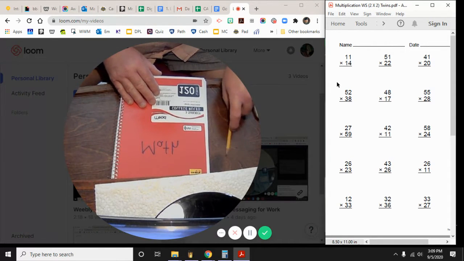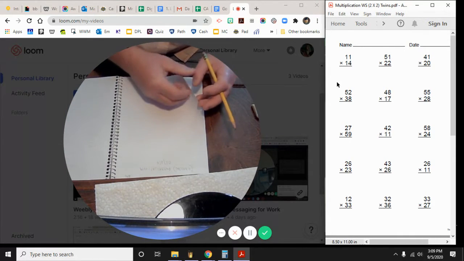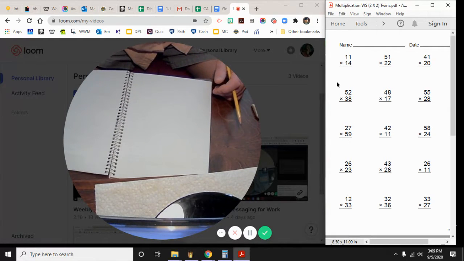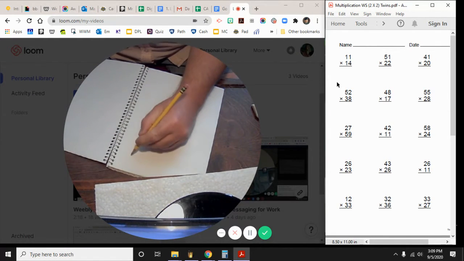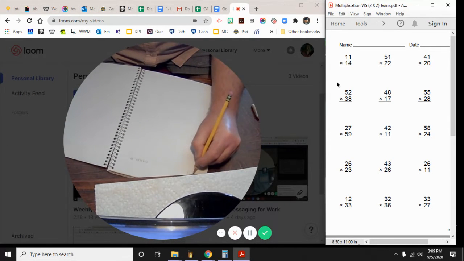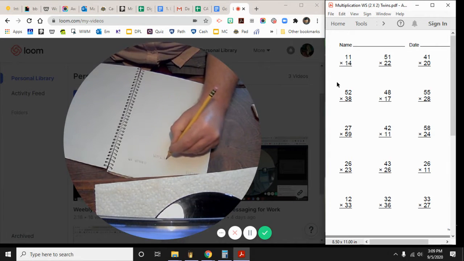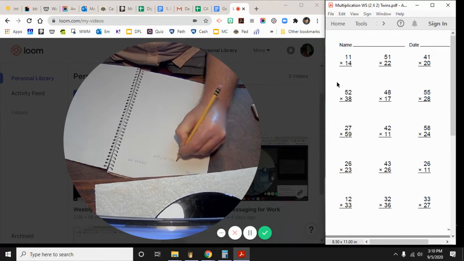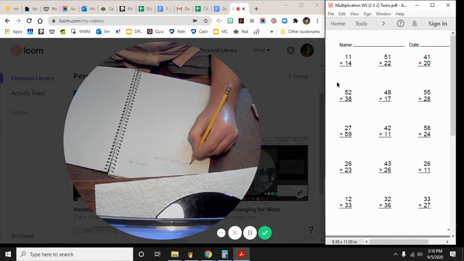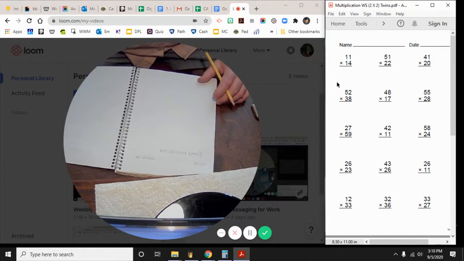I want you to take your spiral notebook, all right? And I already used a couple of these pages, so I'm just going to go to this one right here, okay? And I want you to put your name, and the date, and then I want you to put the title of the multiplication worksheet. So multiplication, and this is called twins. All right. So now we're ready to go.